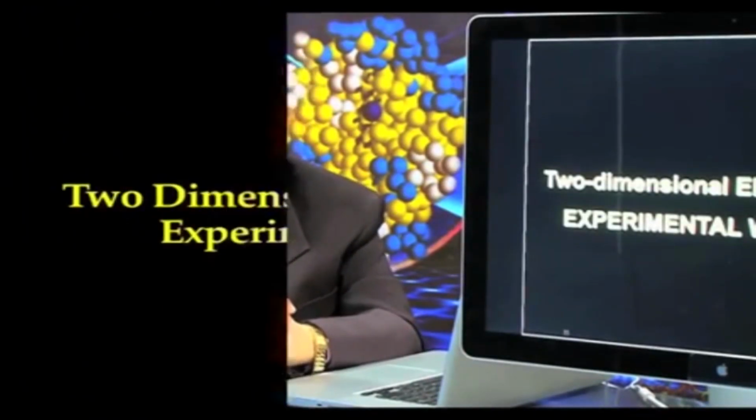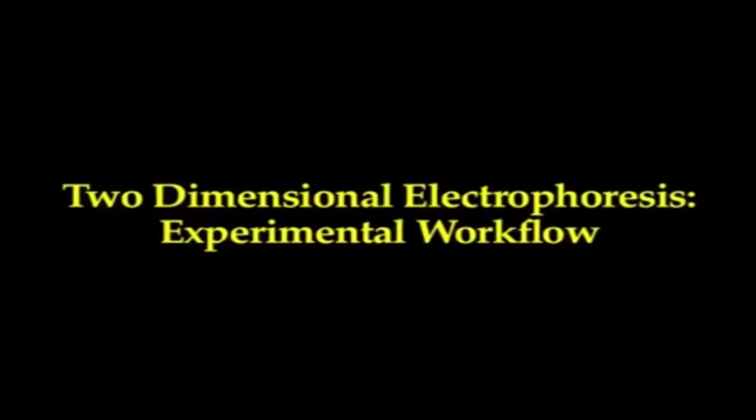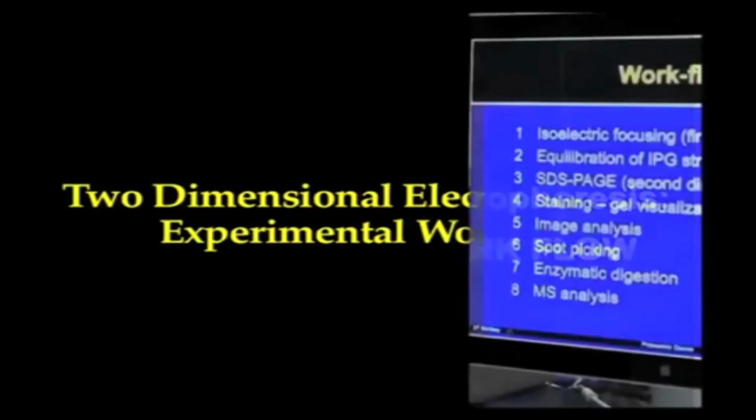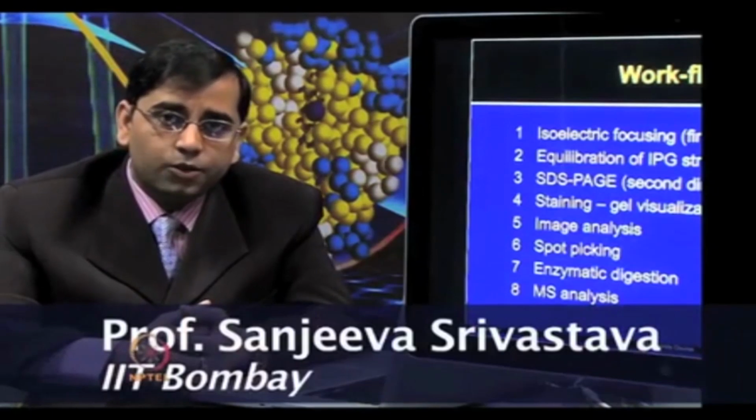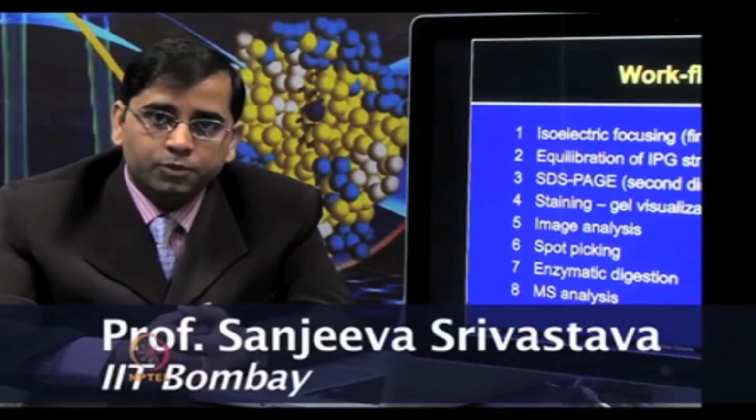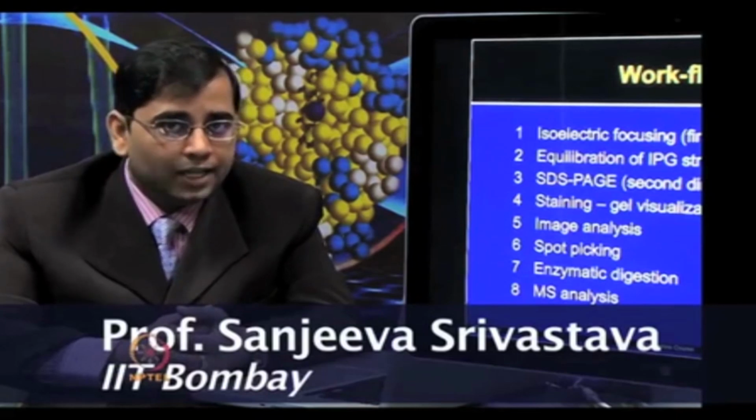So, now let us go to the detailed part of each of the processes involved in studying two-dimensional electrophoresis, the experimental workflow. There are different steps which are involved in making a good gel. So, the first point in that workflow is isoelectric focusing, which is the first dimension separation of the proteins based on isoelectric point.